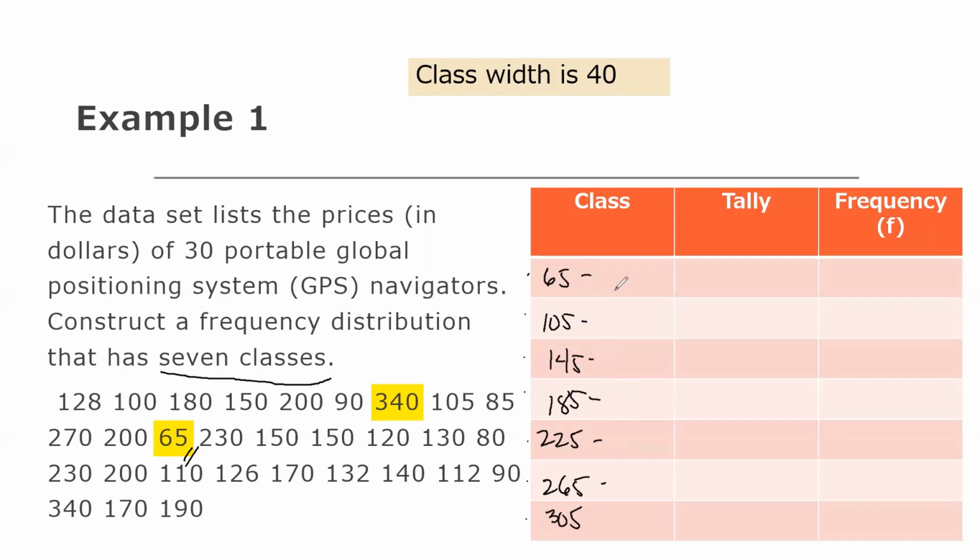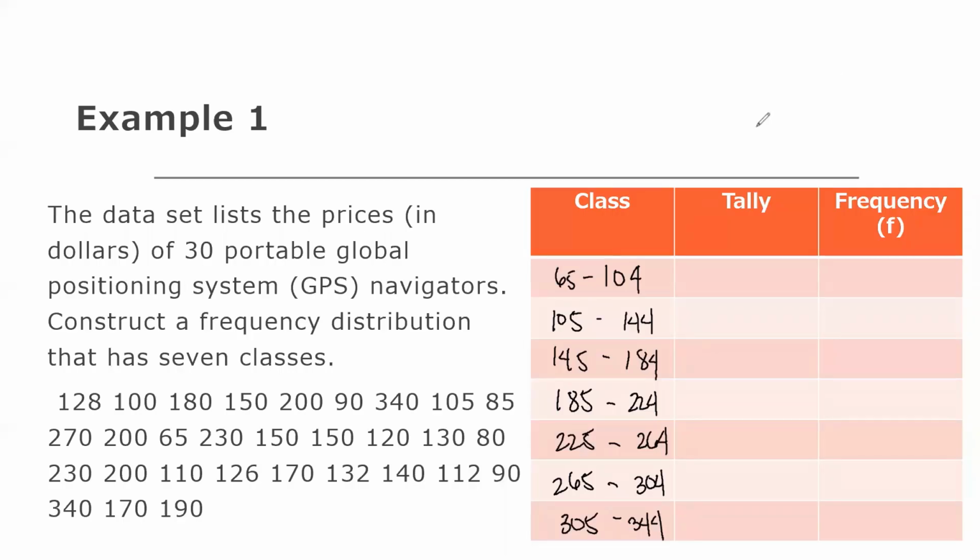Now, 65 to 104. Next to 104 is 105. 105 to 144. 145 to 184. Next is 185. So 185 to 224. Now 225 to 264. 265 to 304. And 305 plus 40 is 345, so the last class ends at 344. Okay, next is the tally.